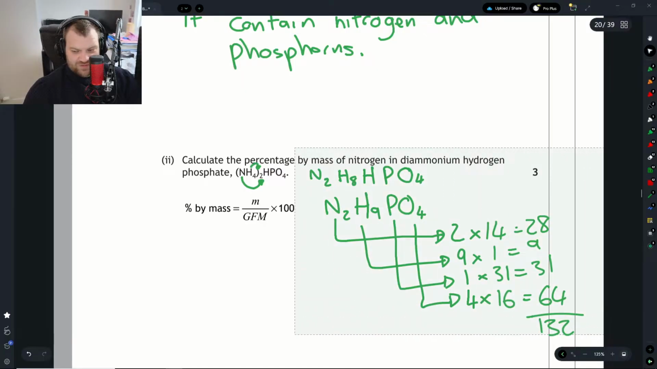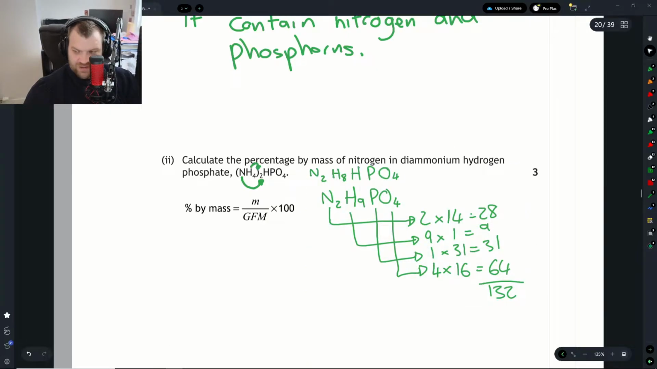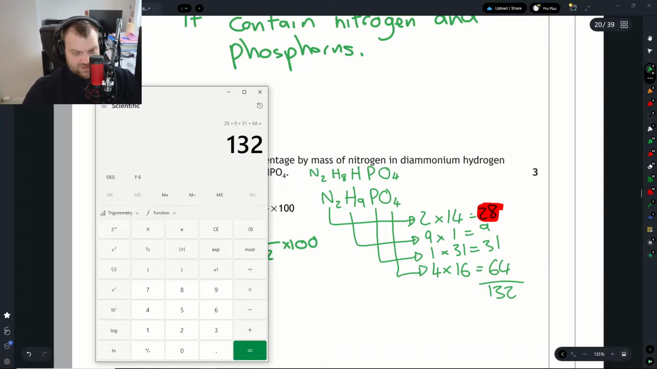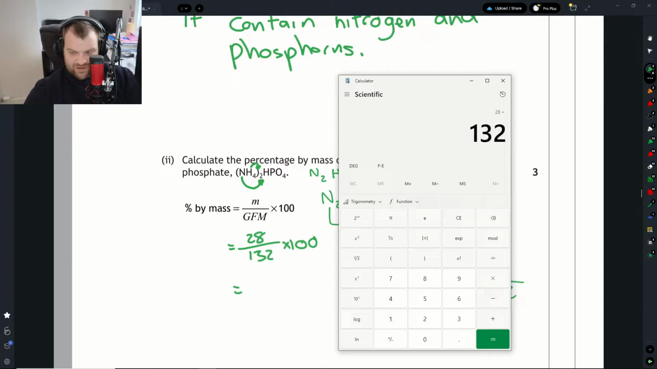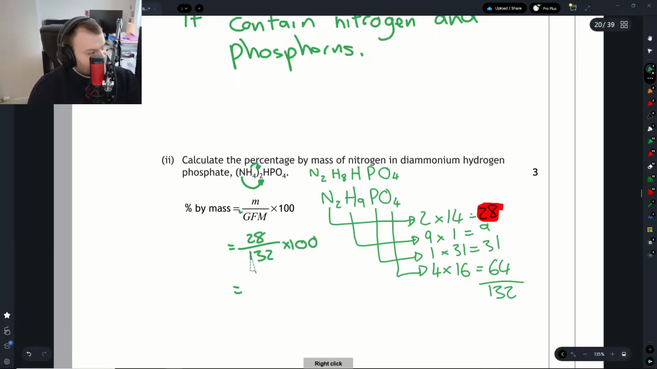Next up, we want to look at which chemical we should be focusing on. We need to focus on the nitrogen. And the nitrogen that we've got, we have 28 as our mass of nitrogen. So we pop this in using 28 on top, divided by 132 times the 100, and then pop that into our calculator and get our final answer. Here, I like to round to 3 significant figures. So I'm looking at the 4th number, which is a 1. That would round down. So 21.2% would be my final answer.